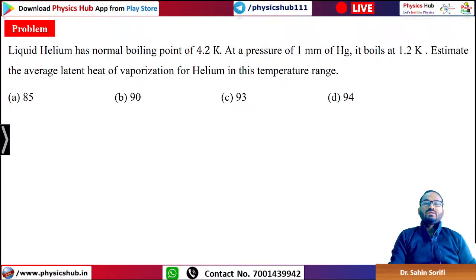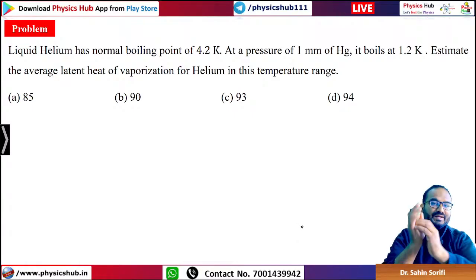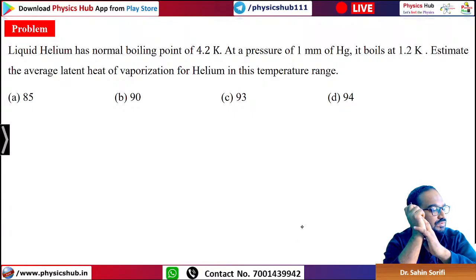Liquid helium has a normal boiling point of 4.2 Kelvin. At a pressure of 1 mm of Hg, it boils at 1.2 Kelvin. Estimate the average latent heat of vaporization for helium in this temperature range. This is also a nice question. Normal boiling point is given to you, 4.2 Kelvin. At a pressure of 1 millimeter of Hg, it boils at 1.2 Kelvin.